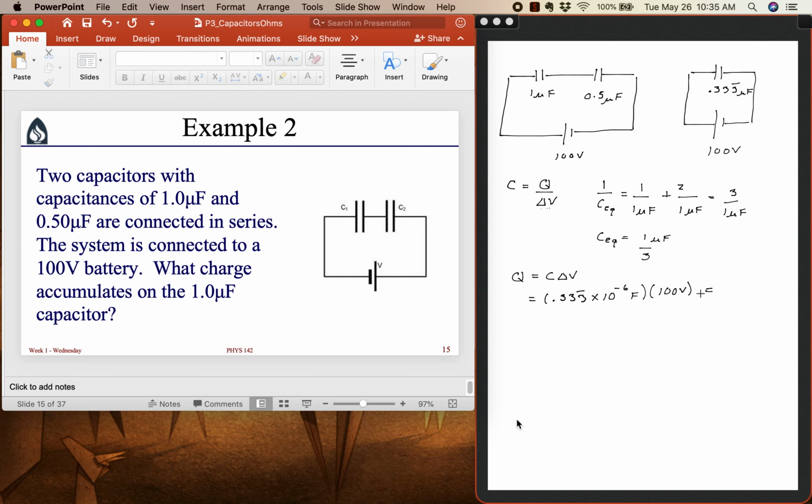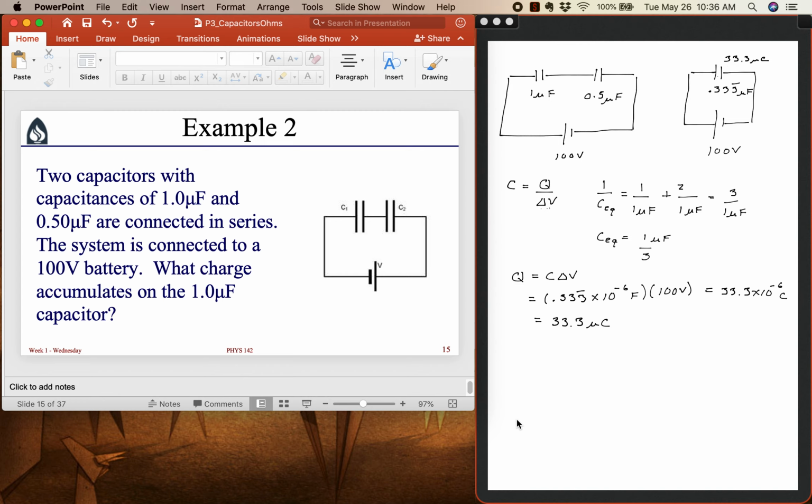So that's going to be equal to, it'll move the decimal point 2 places, so that's 33.3 times 10 to the minus 6 coulombs. And then using some of the unit prefixes, 33.3 times 10 to the minus 6 is equivalent to 33.3 microcoulombs. So there's 33.3 microcoulombs on this equivalent capacitor.